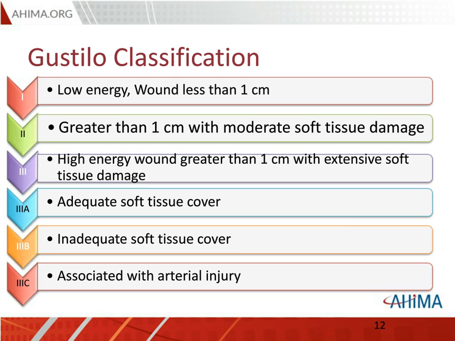Now, this slide lists some of the information about what a Gustilo classification is all about, and we can see different categories here. There are actually three main categories. The first category is a low energy wound, less than 1 centimeter. Type 2 would be greater than 1 centimeter with moderate soft tissue damage. And then type 3 would be more severe injuries, and you can see that they're subdivided into 3A, B, and C. When we move down to, for example, 3B, where we see inadequate soft tissue cover, the procedures that they do on these patients would be muscle flaps or grafts, skin grafts, because they have to cover the tissue. The 3C injuries are very extensive injuries, and these patients may be undergoing amputations.